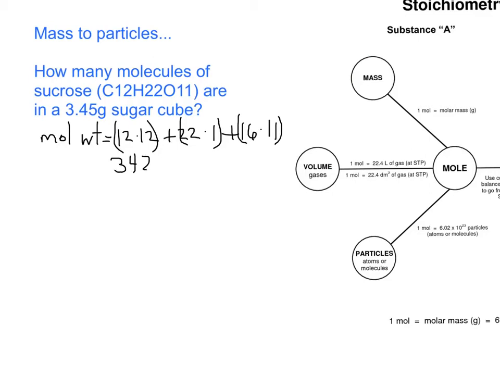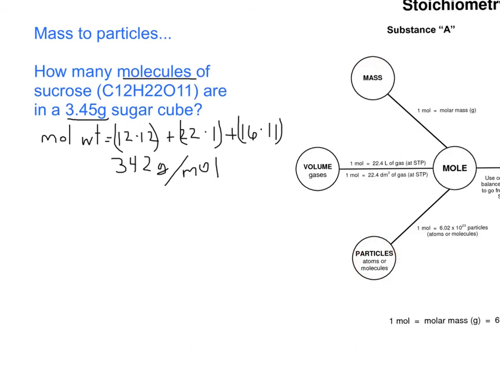342 with no decimal. I rounded grams per mole. All right, now let's look at what we're asked in the question. The starting measurement we're given is a mass, 3.45 grams. We're asked to find molecules. So let's look at our diagram. Here's where we're starting. This is where we want to get to.